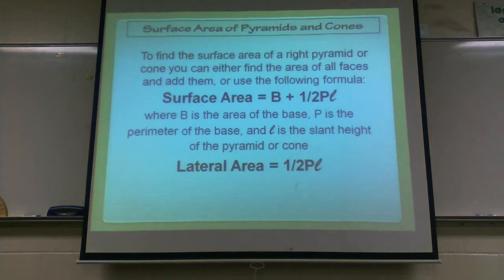Okay, because slant height makes a right angle. The height of it makes a right angle. There's going to be right angles everywhere, so there are going to be triangles you have to draw out to create these right triangles so that you can find whatever's missing.